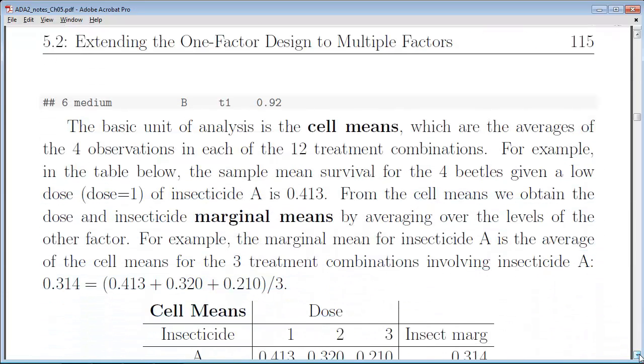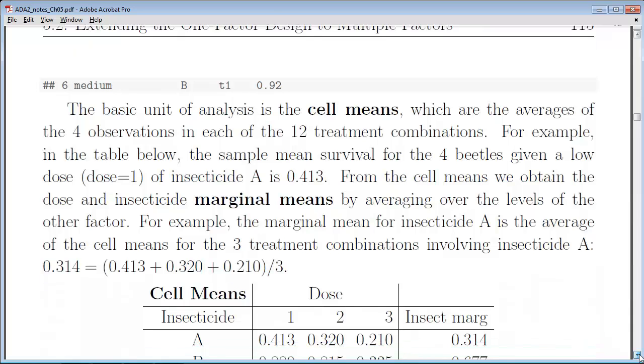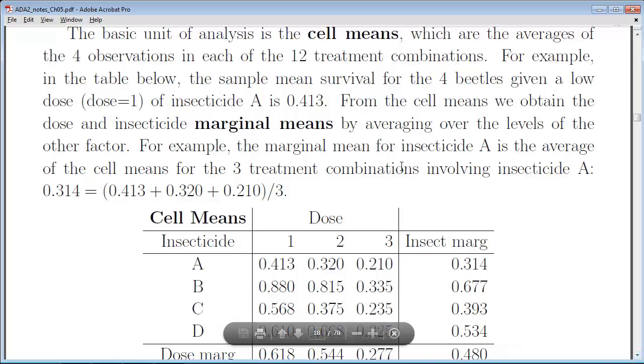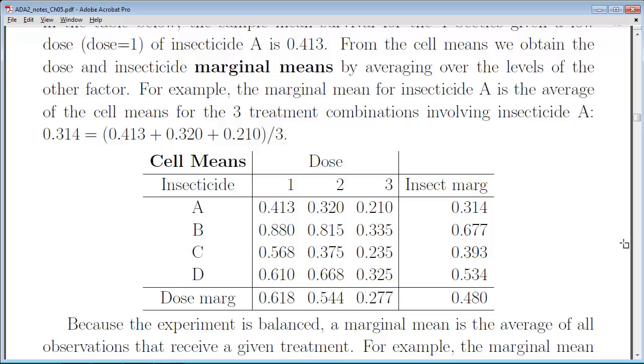All right. In a 2-factor analysis of variance, which this is, the basic unit of analysis are cell means. So if we look at this table here, for the insecticides, the rows are A, B, C, and D. The columns are the doses. So we have low, medium, and high, 1, 2, and 3. And each number inside is the average of 4 beetles.